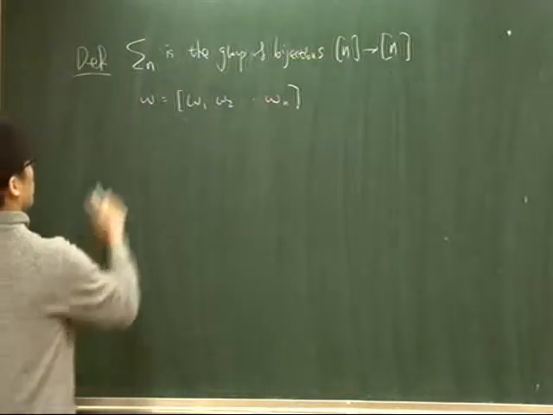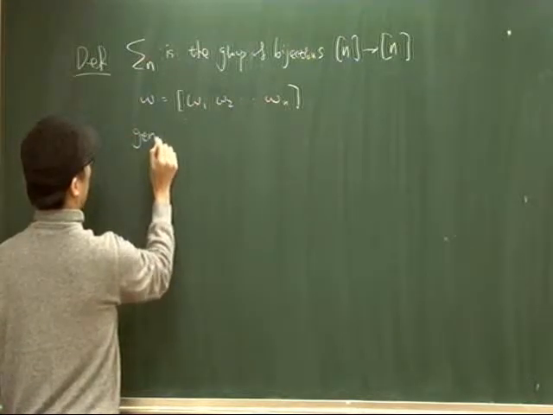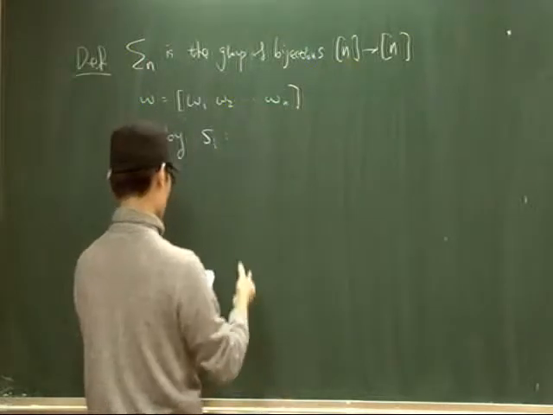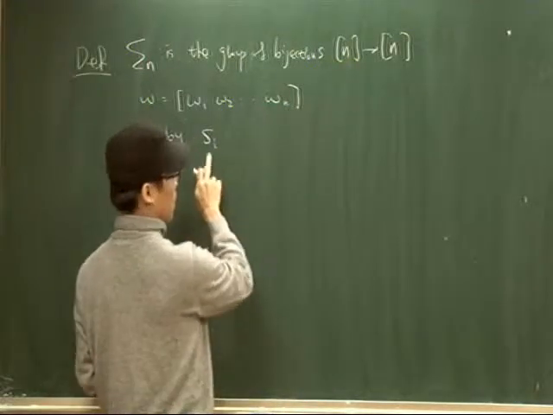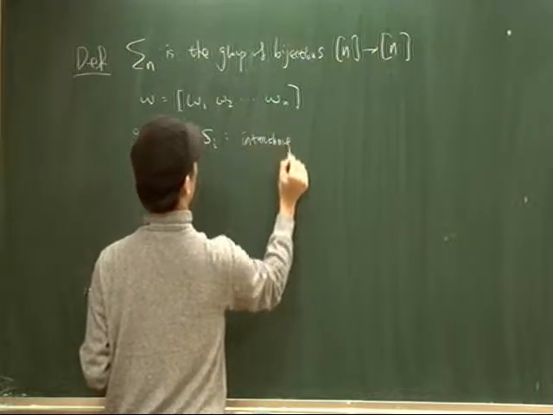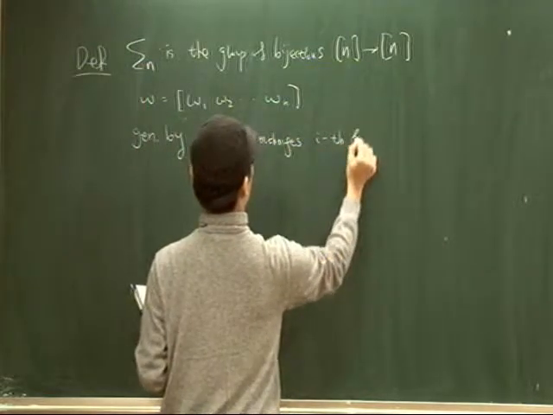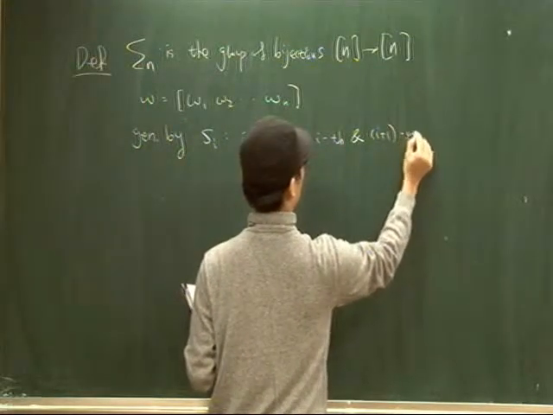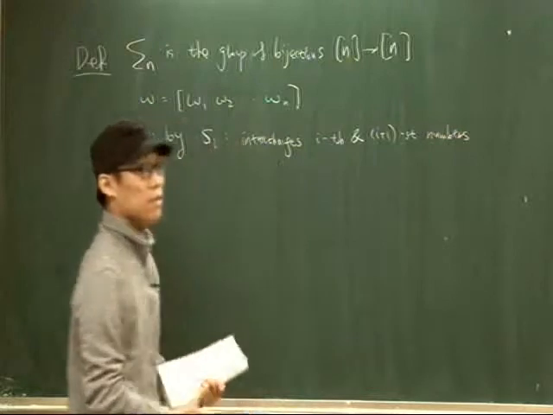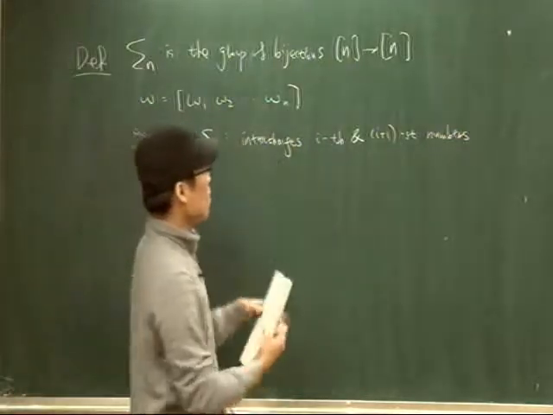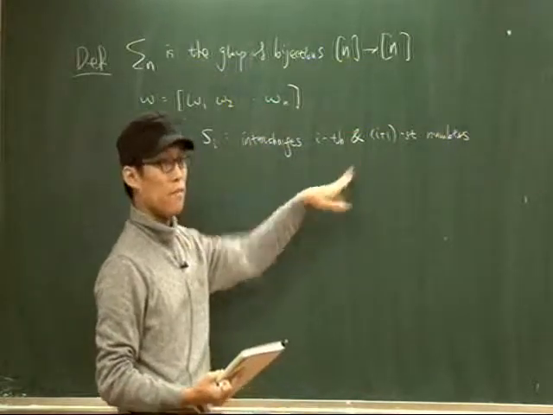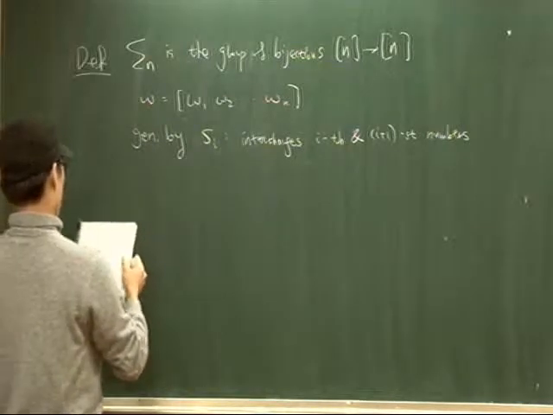This symmetric group is generated by simple reflections, simple transpositions. I will denote them by s_i, and this interchanges the ith and (i+1)st numbers of this one-line notation. This is our convention: s_i interchanges the positions, not the numbers.